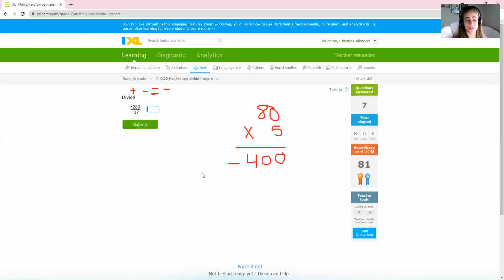Ooh, let's end on this one. Let's do a division problem, because you may have a division one that, once again, you can't do in your head. So we can do a nice quick refresher on how to divide by hand. But first, let's figure out our sign. A -289 divided by a -17. Well, their signs are the same, a negative divided by a negative. If their signs are the same, then your answer will be positive.